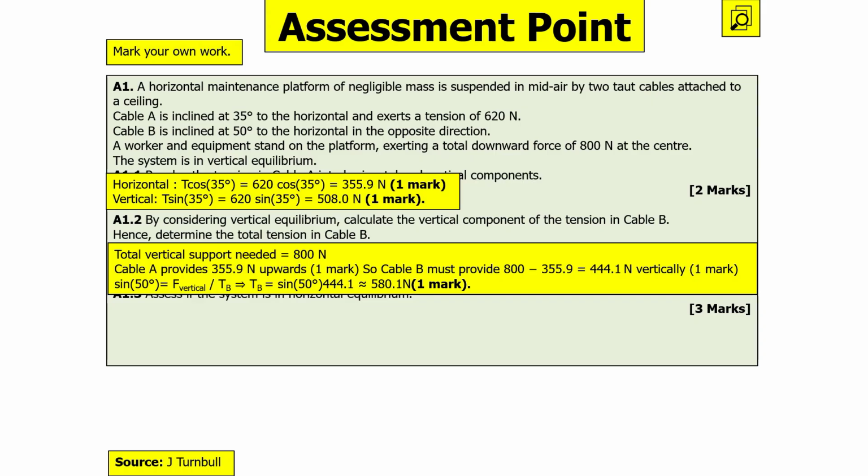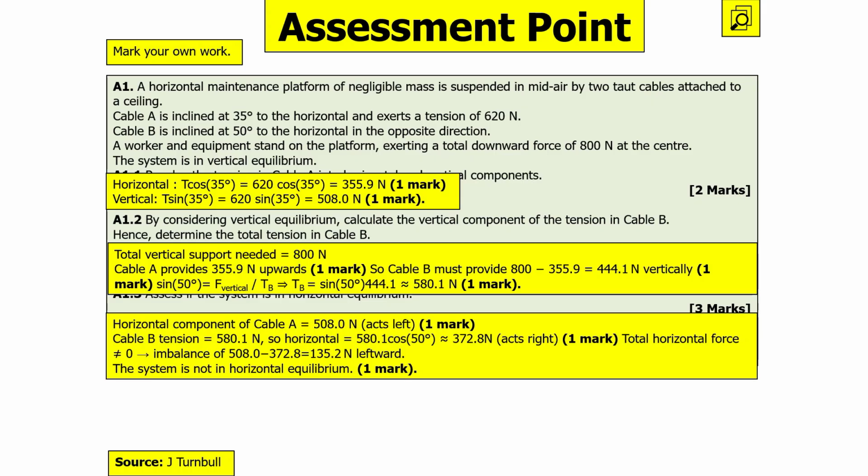So if downwards is 800, upwards must be 800. Now cable A, as we've just worked out, provides 355.9 newtons towards this. So cable B must therefore provide 444.1 newtons vertically. Now we know sine 50 is equal to F vertical over the tension due to cable B. So therefore cable B is equal to sine 50 times by this force, which is 444.1. So it's 580.1 newtons.